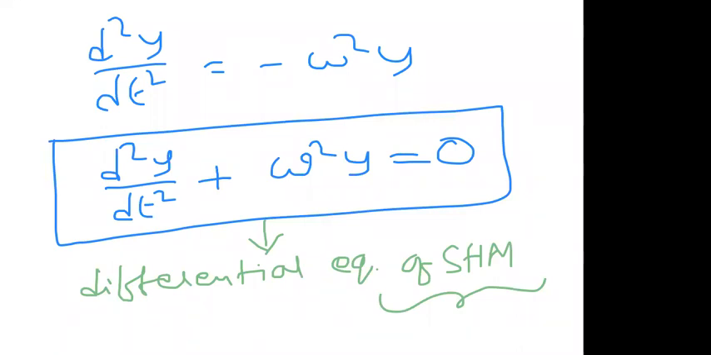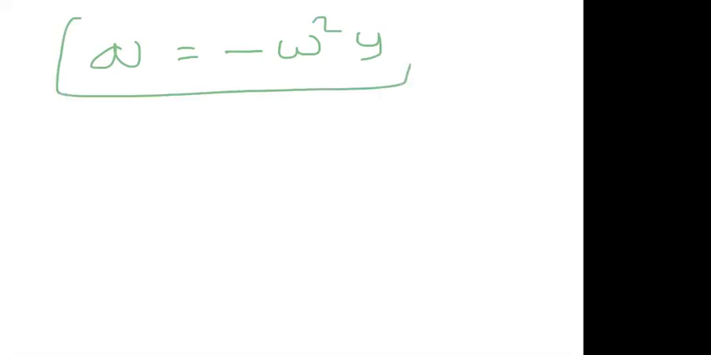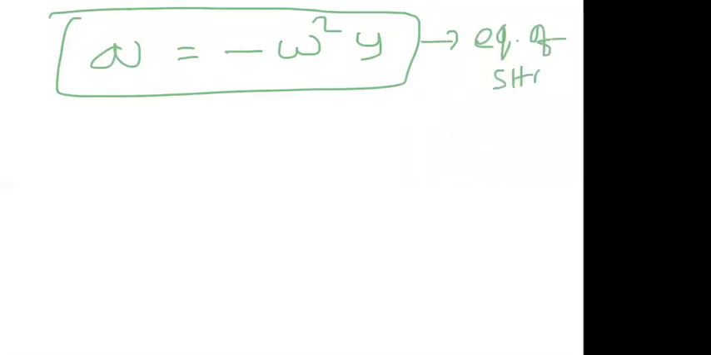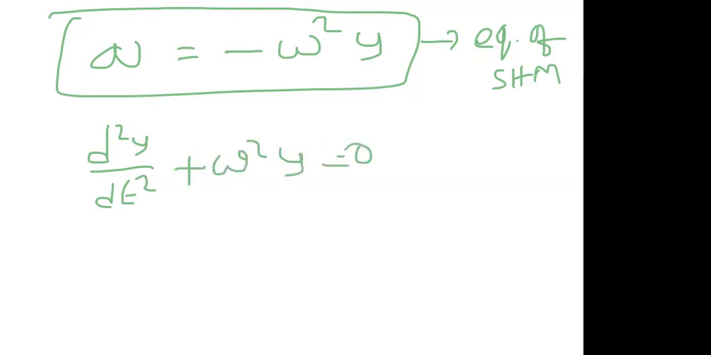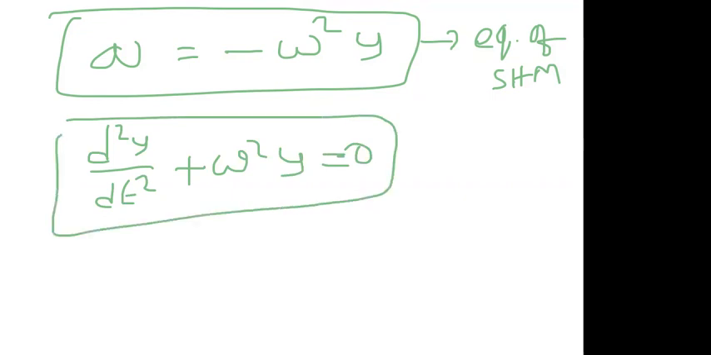So the previous one, what we have written, final conclusions I'll give here. Acceleration I can write as minus omega square y. This is the linear equation of SHM, or we can simply write the equation of SHM: a is equal to minus omega square y. Omega is constant, omega is angular frequency. Or we can write d square y by dt square is equal to minus omega square y. Or I can also write the same equation as d square y by dt square plus omega square y is equal to 0. And I am calling this the differential equation of SHM.